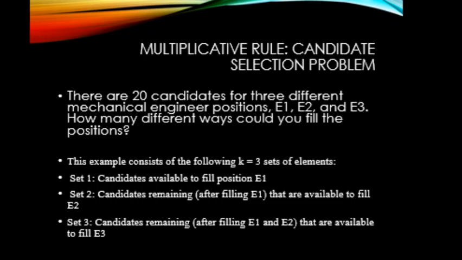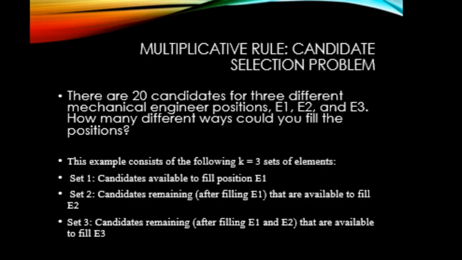Okay, so here is the first example. There are 20 candidates for 3 different mechanical engineer positions, E1, E2, and E3. How many different ways could you fill the positions? So in this example, we have 3 sets of elements, so our k is 3. Set 1 is the candidates available to fill position E1. Then the remaining candidates are available to fill position E2. And then after filling E1 and E2, the remaining are available to fill E3.